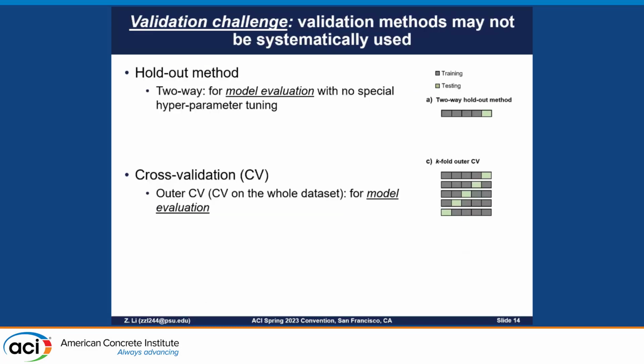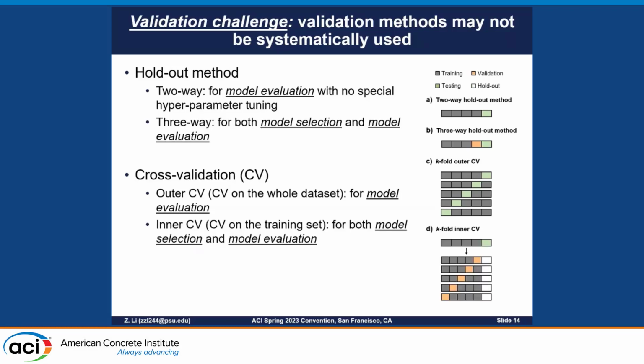And second of all, the validation challenge. Validation is very important to ensure model generalizability. However, validation methods might not be systematically used in the concrete literature. For example, there are two-way hold-out methods and cross validation on the whole data set, which can be used for model evaluation without any special hyperparameter tuning. However, they cannot be used for model selection because they only involve the use of a training and testing set.